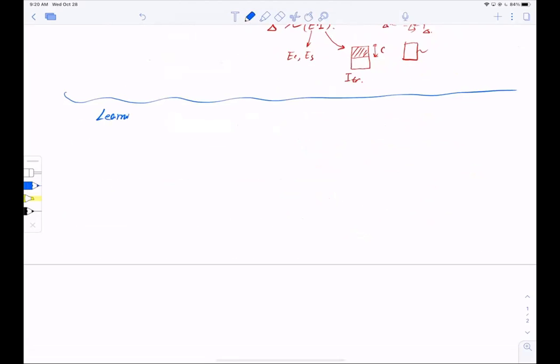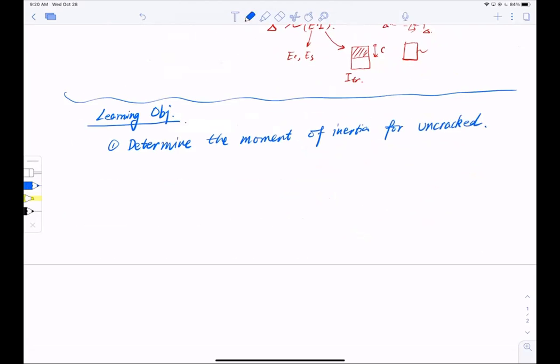So learning objectives for this section. First, we need to know how to determine the moment of inertia for an uncracked transformed section. And I will explain what this transformed section is, right? And a cracked but elastic transformed section. These are new words for us. Cracked elastic transformed section. They're different.